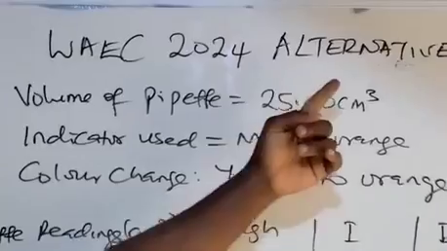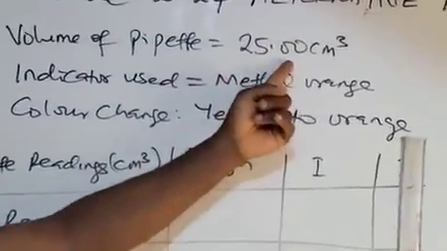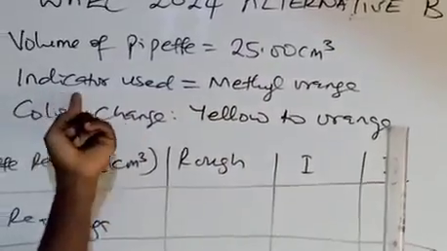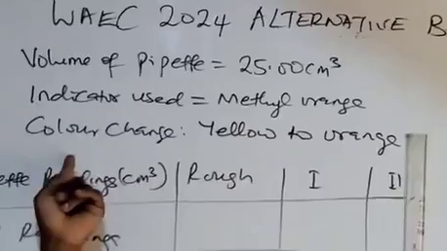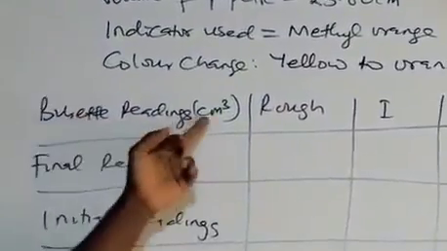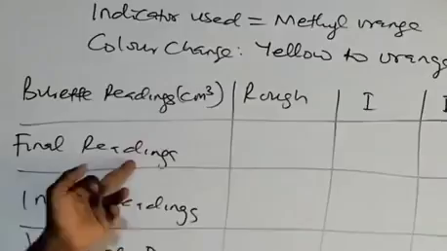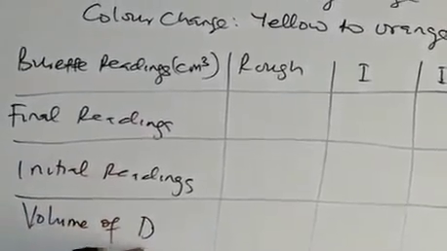WAEC 2024 20B. Pipette, volume pipette, we use 25.00 cm³ as usual. Indicator is methyl orange. Color change is yellow to orange. We have our burette readings in cm³. Unit is compulsory. Very important. Final readings. Initial readings. The volume of D used. The D is the acid now.